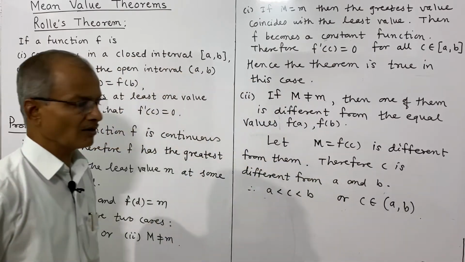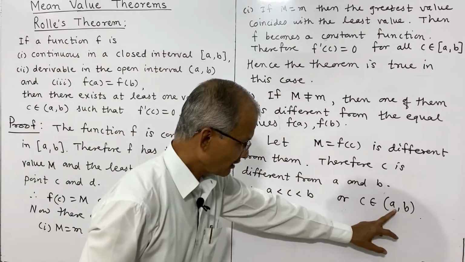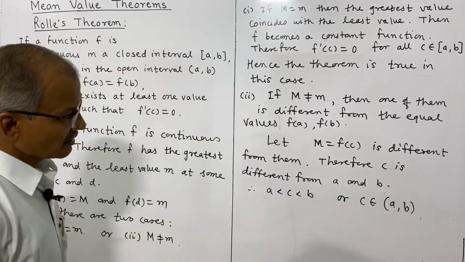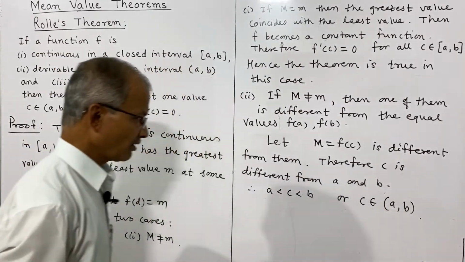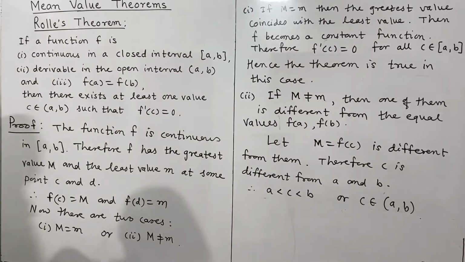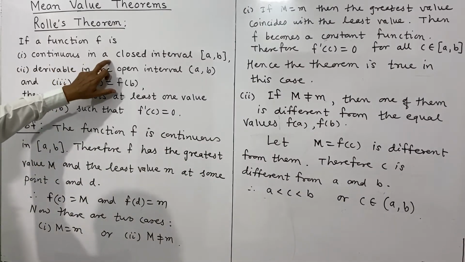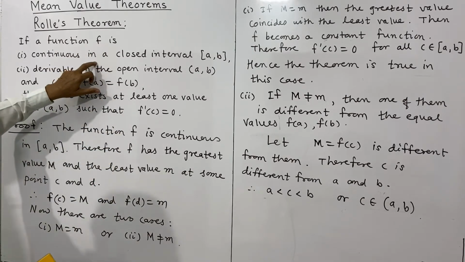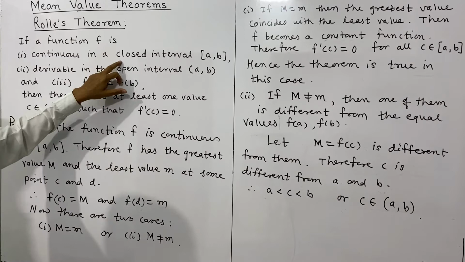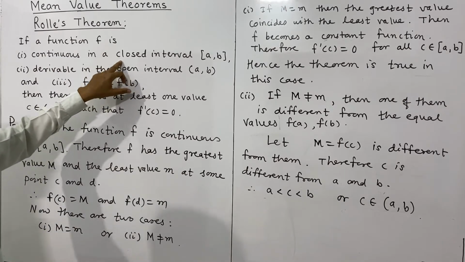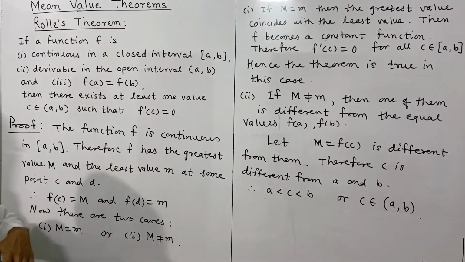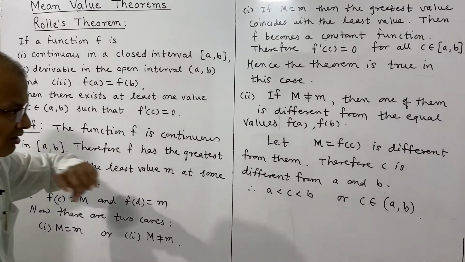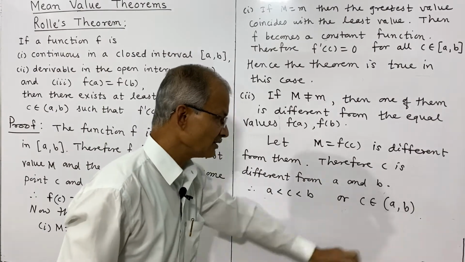We have seen the meaning of open interval. It is except endpoints, the value lies in the interval. c is in the interval a comma b, the open interval a comma b. Now up till now we have used the first hypothesis of the theorem. That means the function is continuous. Because the function is continuous, it has maximum and minimum value, or greatest and least value, and that condition we have used. Now what we have obtained is that this point c is in the open interval.